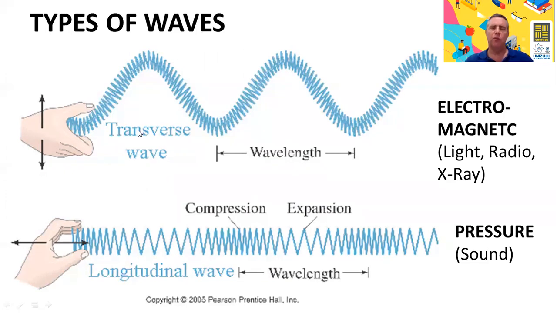The word trans just means across. So in this case, the vibration is across the direction of movement. Electromagnetic waves like light, radio, and X-rays travel as transverse waves. Sound, which is a pressure wave, travels as a longitudinal wave. So long just means along. So the vibration is along the direction rather than across the direction. And instead of having crests and troughs, we have compressions and expansions, sometimes called rarefactions.